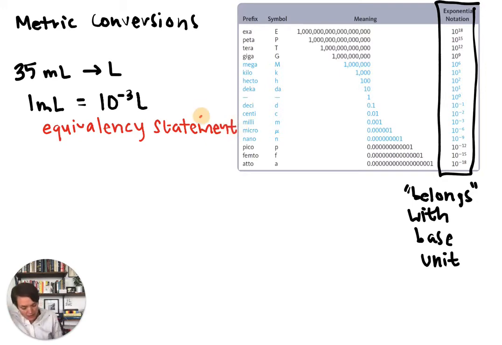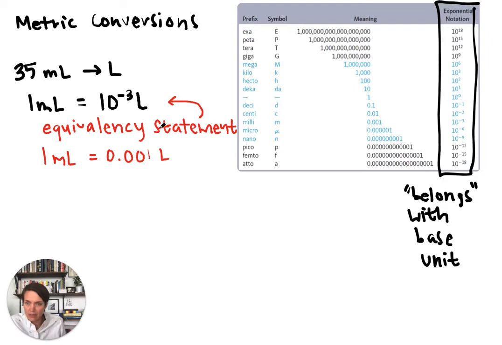Right, so this is our equivalency statement, in that 1 milliliter is equal to 10 to the negative third liter. That is the same thing as saying that 1 milliliter would be equal to 0.001 liter. Okay, so the scientific notation is really, really helpful, because it's going to allow us to do our math quite easily, especially when we get a little bit more complicated, and we'll get a couple examples like that.